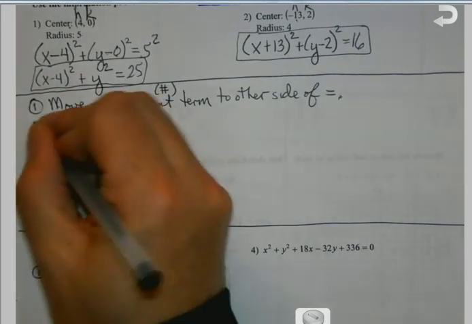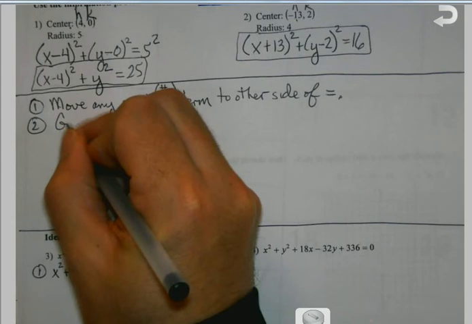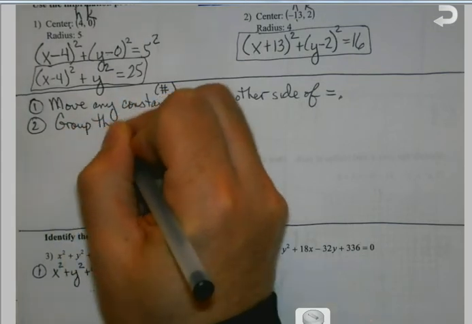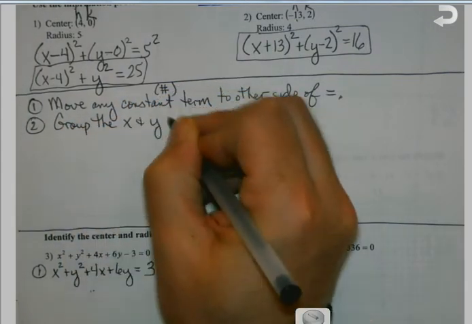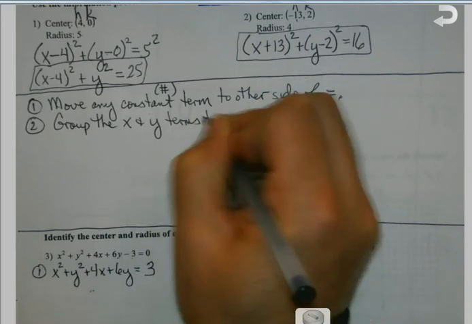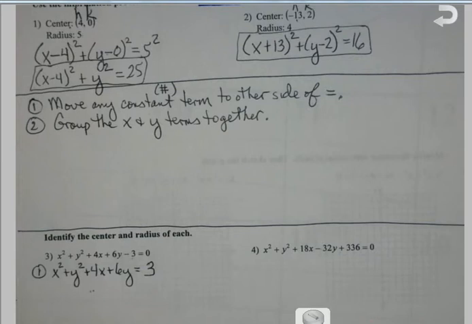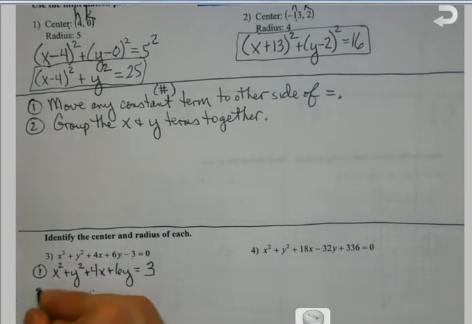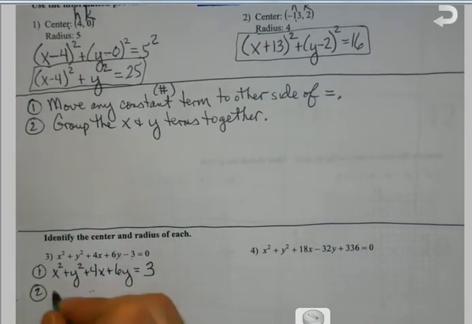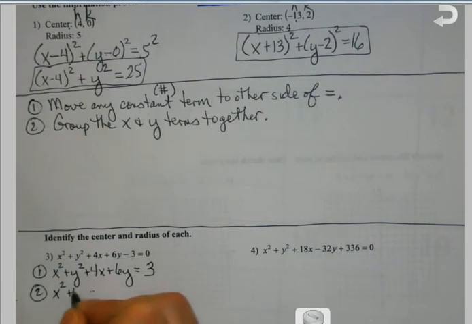Once I do that, my next job is to group the x and y terms together. X's want to hang out with x's. Y's want to hang out with y's. It makes sense. You'll notice in the equation, it's x squared plus y squared plus 4x plus 6y. The x's and the y's are all intermixed. Well, we don't want that. So what I'm going to do now is have the x squared and the 4x together.